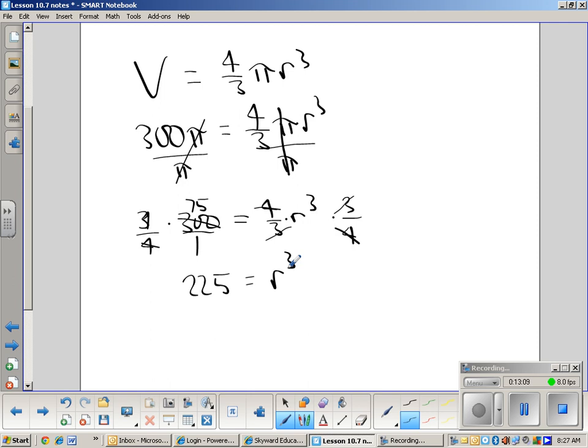Now I find the cube root. Someone earlier said square root. Find the cube root of 225.